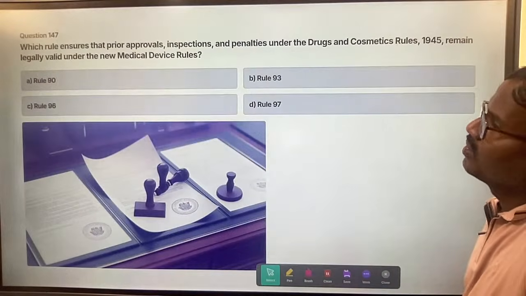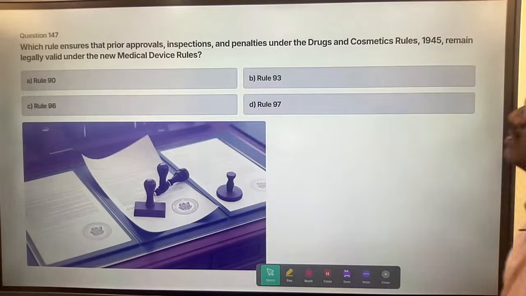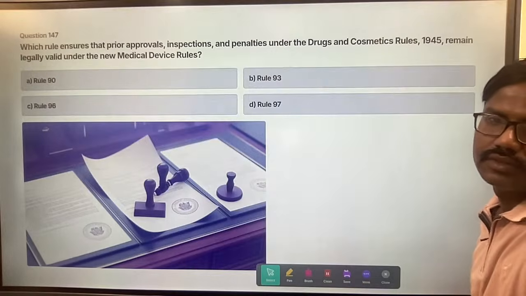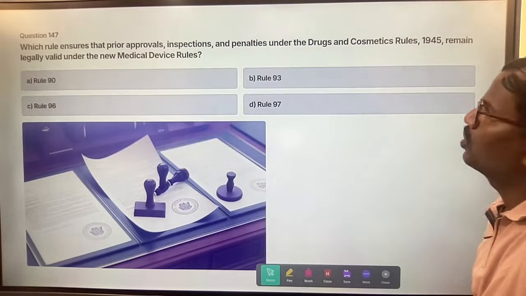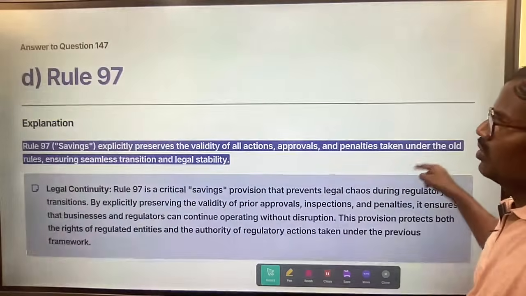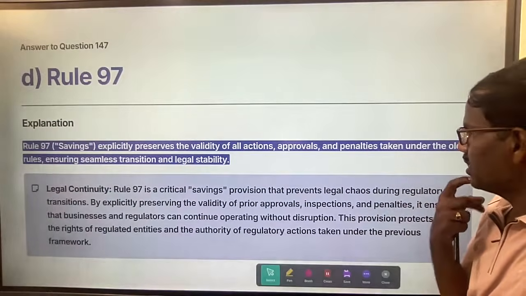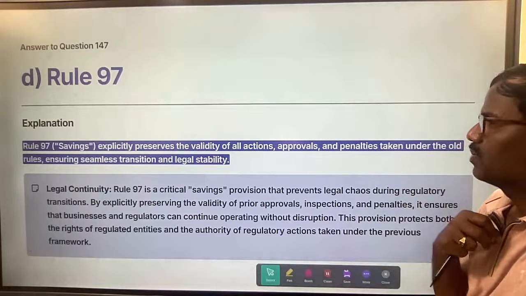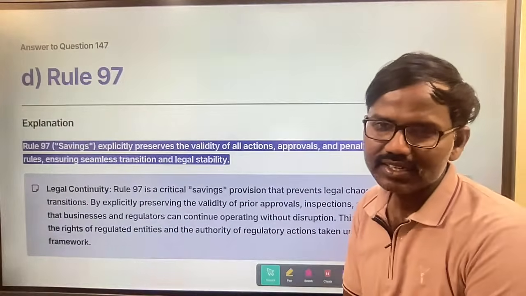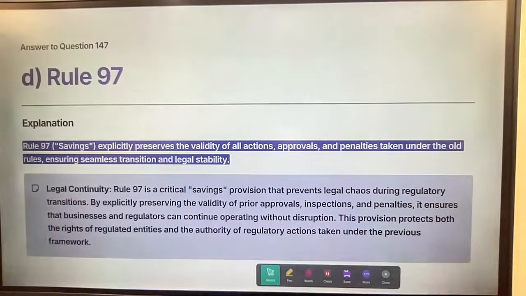Next: which rule ensures the prior approvals, inspections and penalties under the DC Act remain valid under the new medical device rules? Which rule talks about the DC Act? Rule number 97. Rule number 96 is the overriding effect. Yes, 97 is savings. Pavani, you are correct, and Narasimha Reddy is also correct.